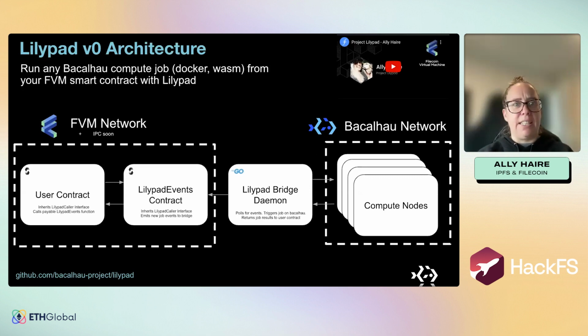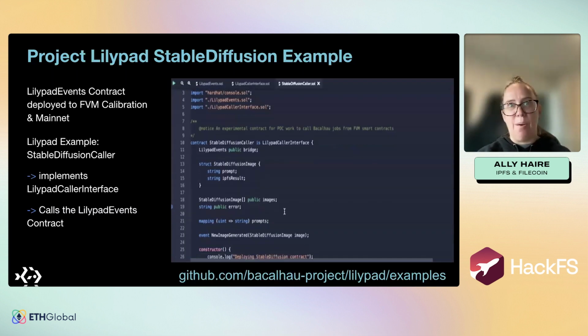The architecture is fairly straightforward. At the base layer, Lilypad acts as a bridge, as I mentioned, for calling any of the Bacalhau jobs that you want and receiving those results directly from a Solidity smart contract. A user contract would implement the Lilypad caller interface, and to call a job, they make a function call to the deployed Lilypad events contract with the Docker spec that they want to use. This contract then emits an event which the Lilypad bridge daemon listens for, and it forwards this onto the Bacalhau network for processing. Once the job's complete, the results are then returned back to the originating user contract from the bridge code.